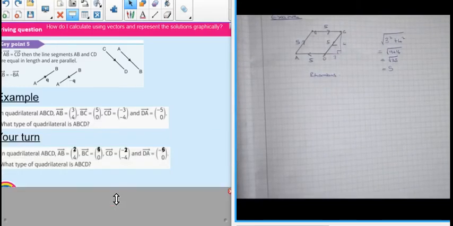Okay, pause the video. You tried this question, it's almost exactly the same. I've changed the numbers slightly. So you've got (2, 4), (6, 0), (-2, -4), and (-6, 0).